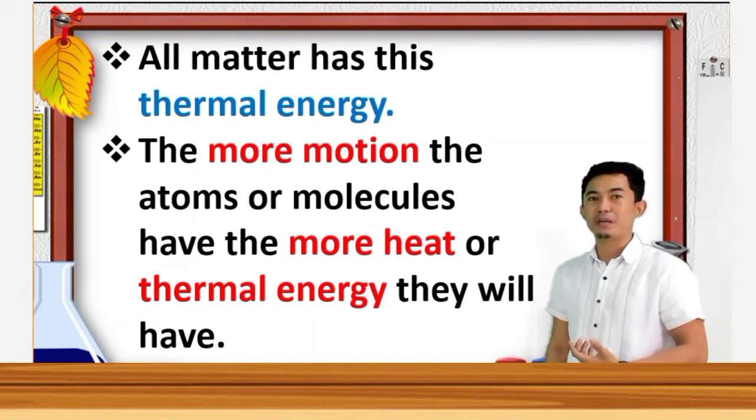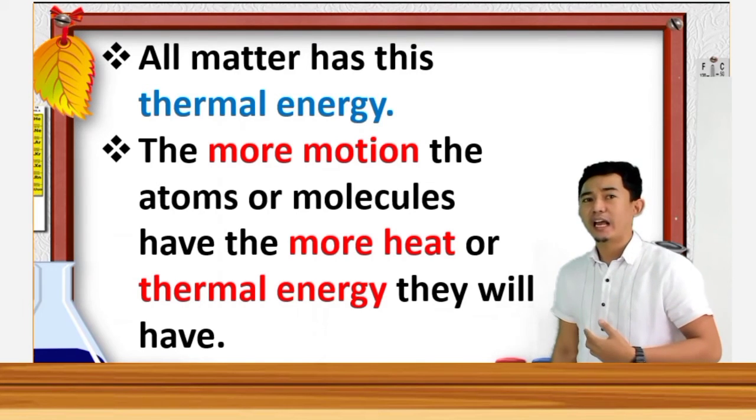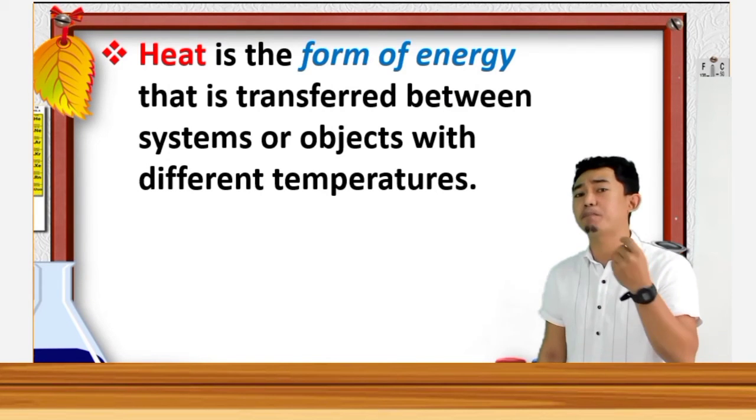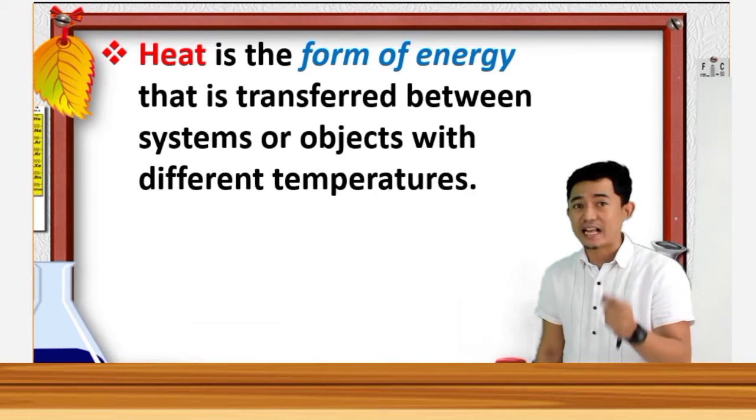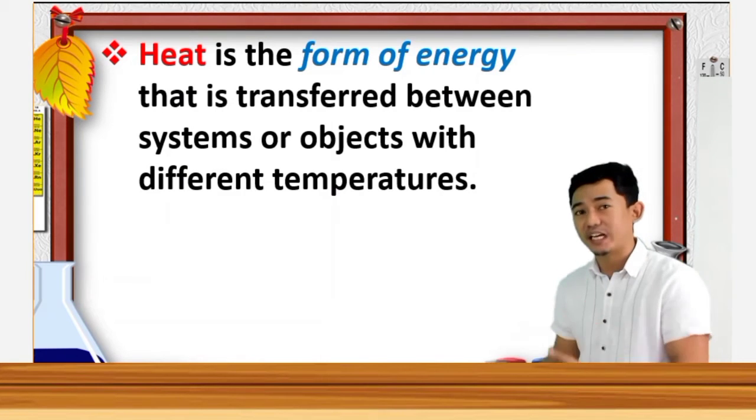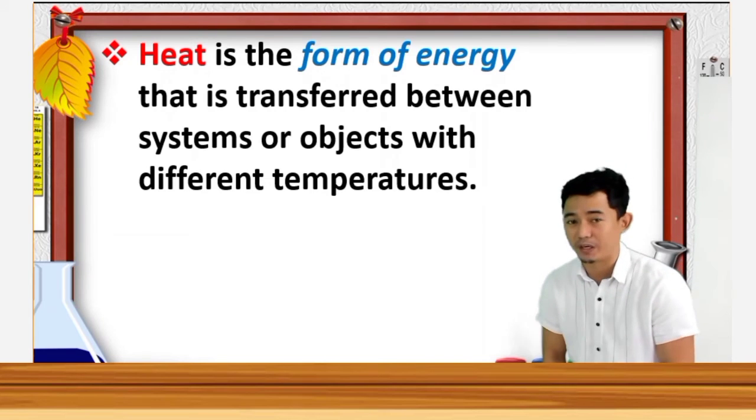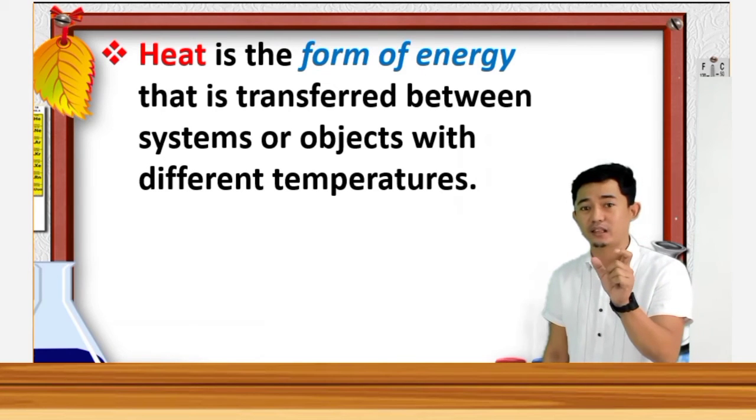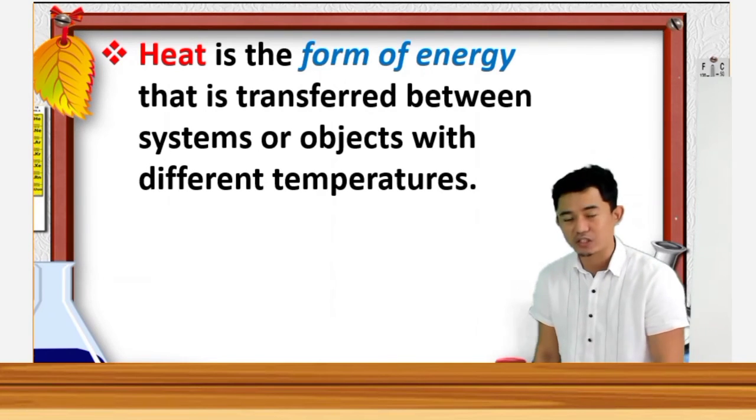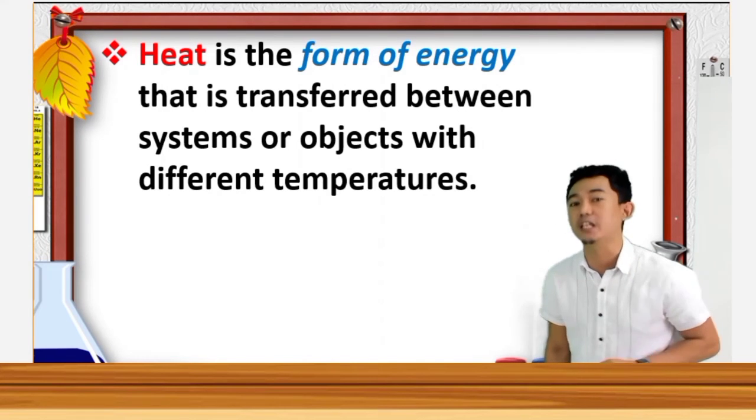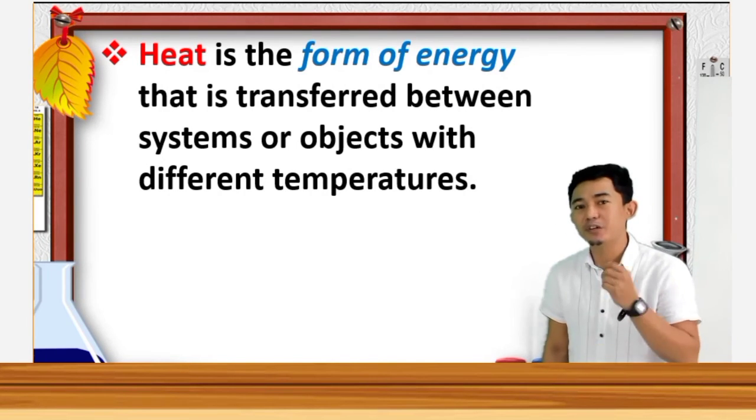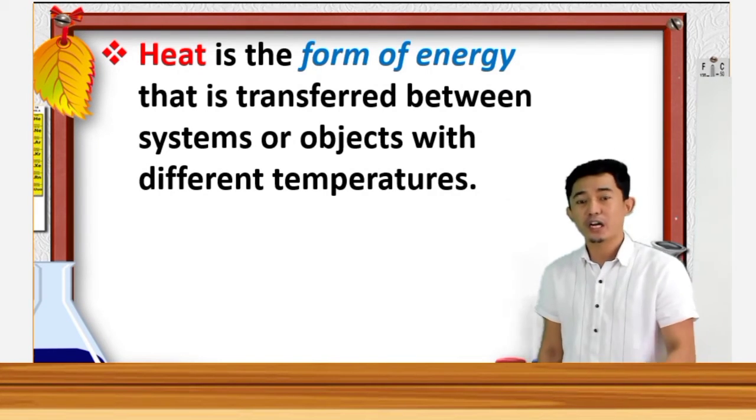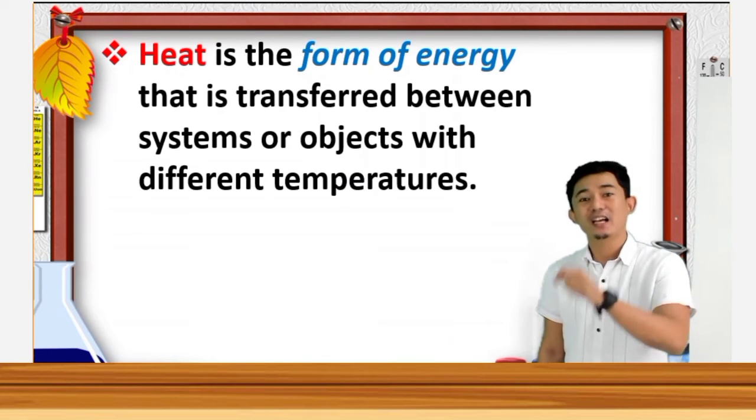Now we need to define the meaning of heat and temperature. Okay? So when we say heat, class, it is the form of energy that is transferred between systems or objects with different temperature. Do not forget the term form of energy. So, if it is energy, class, what would be the unit? The unit would be joule or Newton meter, as discussed by Sir JC.